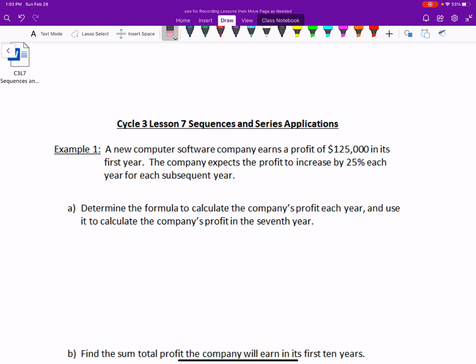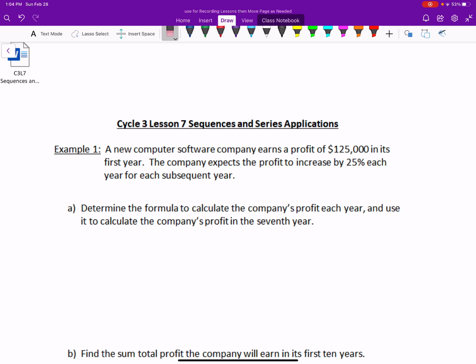To be an arithmetic sequence, there's a common difference. So from one term to the next, it's going to be going up or down by the same amount each time. So if I'm adding a number or subtracting a number from one term to get the next term and it's following that pattern, that's an arithmetic sequence. An arithmetic series is just the sum of an arithmetic sequence. So if instead of making it a list, I add them together, then it becomes a series.